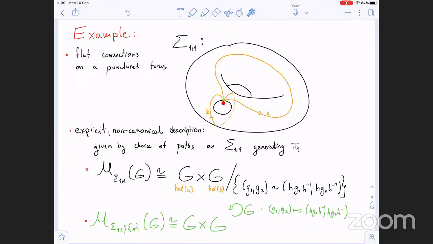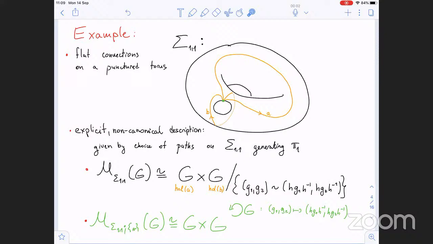And if we don't want to see this as a surface with marked points, just as a surface with boundary, then the moduli space is G cross G modulo this action, right? Exactly this action. Okay.